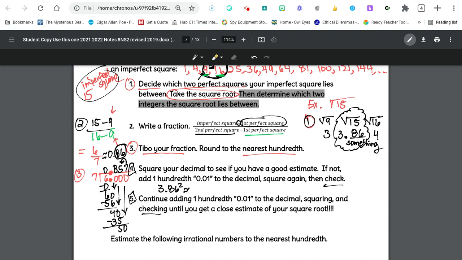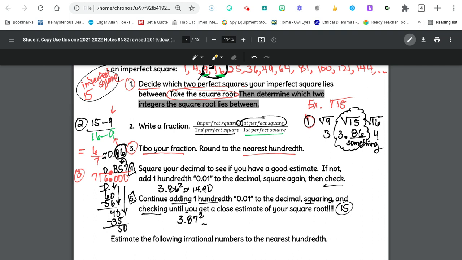It's 14.90. And then it says continue adding 100 to the decimal, squaring and checking until you get an estimate close to your square root number, which was 15 in this case. So now instead of 3 and 86 hundredths, let's see if we can get closer by using 3 and 87 hundredths.